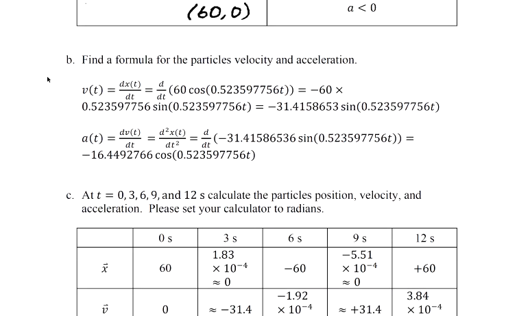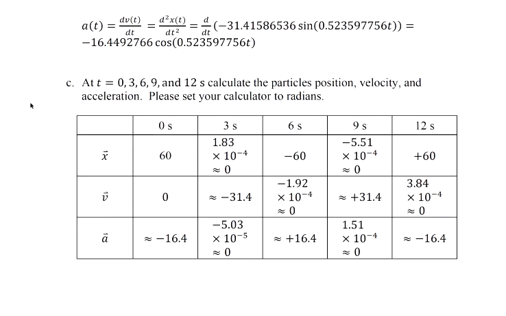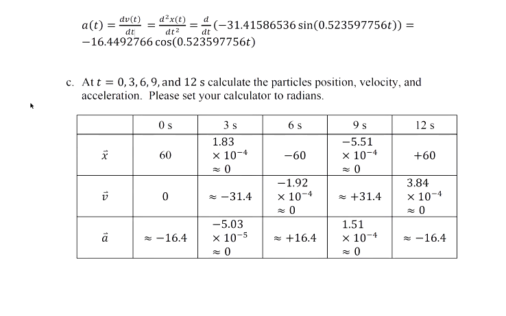Part B, find a formula for the particle's velocity and acceleration. Take the derivative of the displacement to find velocity. Take the derivative of velocity to find acceleration. Part C, at time equals 0, 3, 6, 9, and 12, calculate the particle's position, velocity, and acceleration. Please set your calculator to radians. So I just set my calculator to radians, and I use the equations to solve.